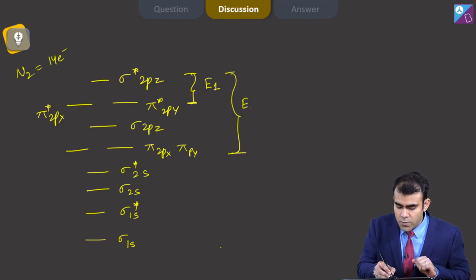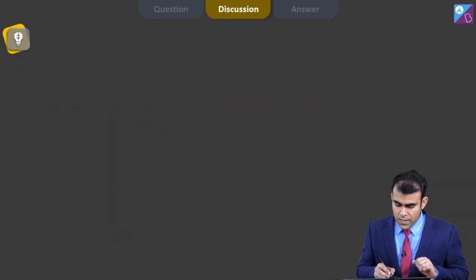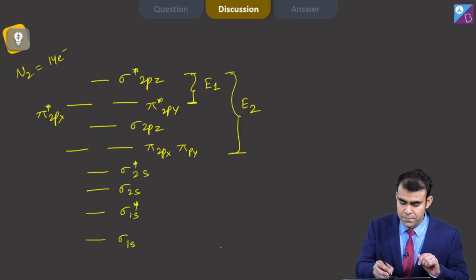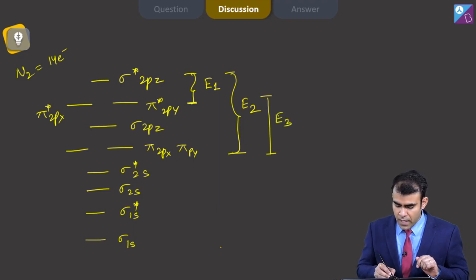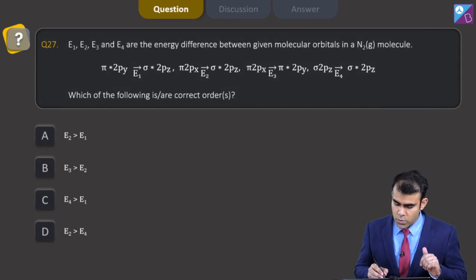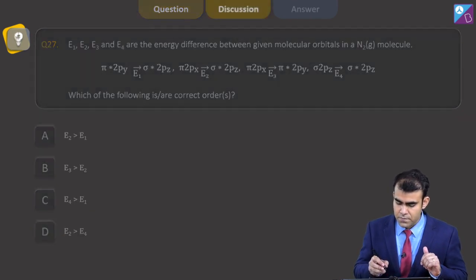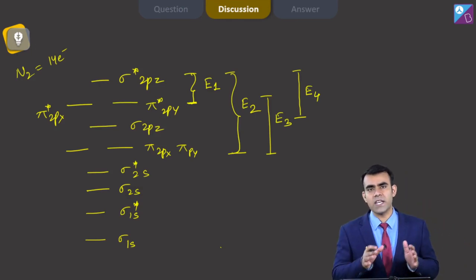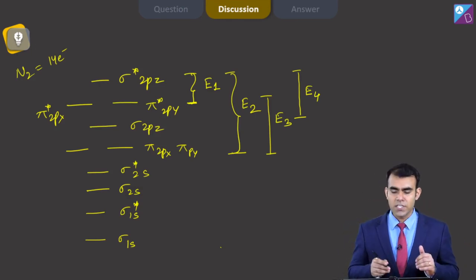This is E2. Then we have pi 2px to pi star 2py. That is this gap. This is E3. And finally sigma 2pz to sigma star 2pz. It means this one. This is my E4. Now we have four options and we have to see what is the relationship between these energies.